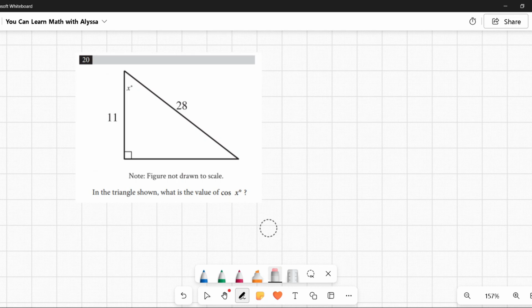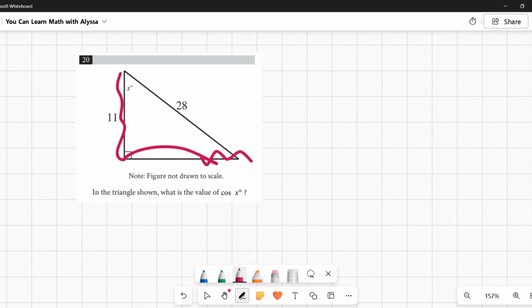Number 20. Note the figure is not drawn to scale. In the triangle shown, what is the value of the cosine of x? When they say not drawn to scale, they don't want you to measure this part with a piece of paper and fold it over here to figure out how long this side is.